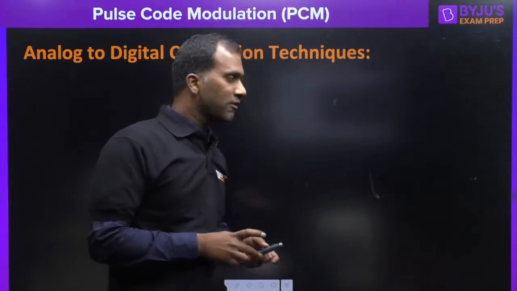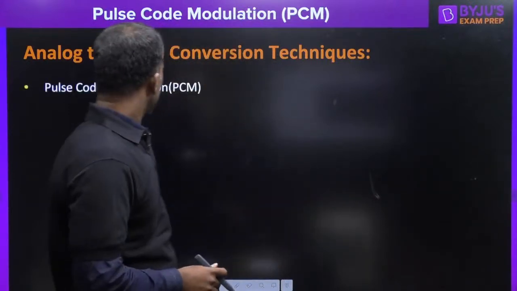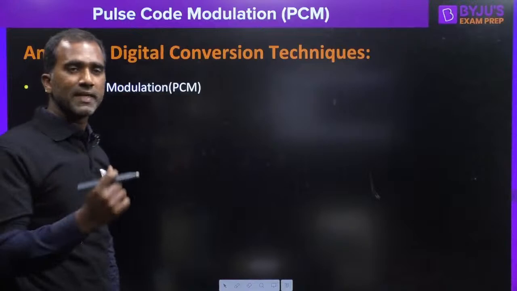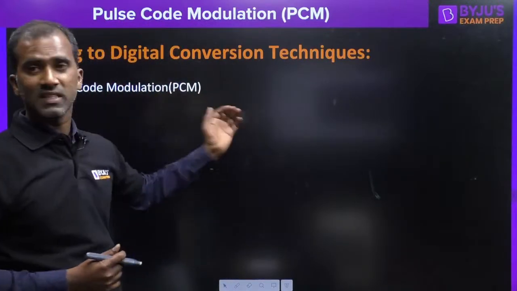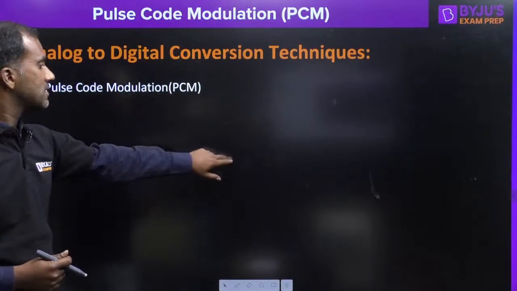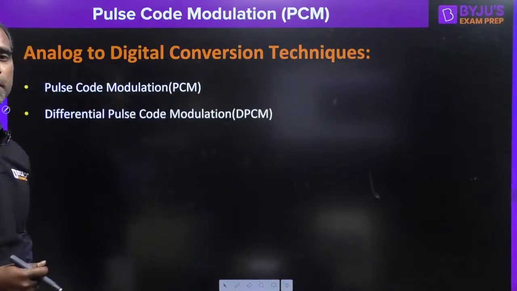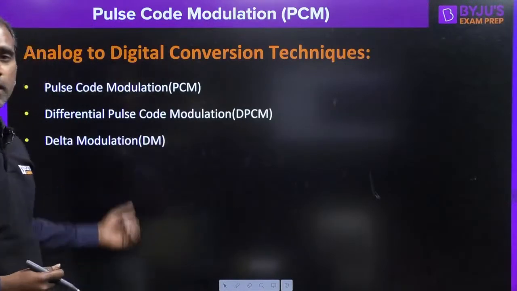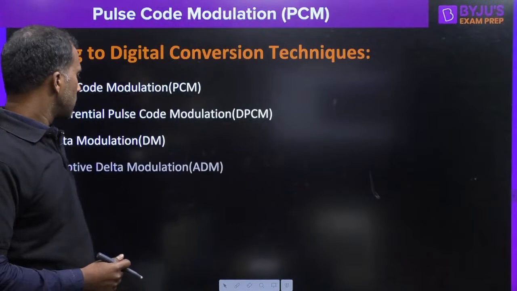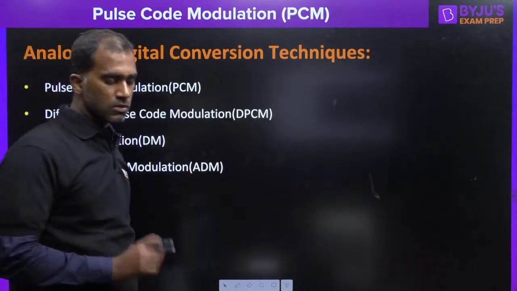The techniques that we have for this are: PCM is one technique. This is a basic technique used to convert an analog signal to a digital signal. The second technique is differential pulse code modulation. Third one is delta modulation. Fourth one is adaptive delta modulation. So these are the four techniques.